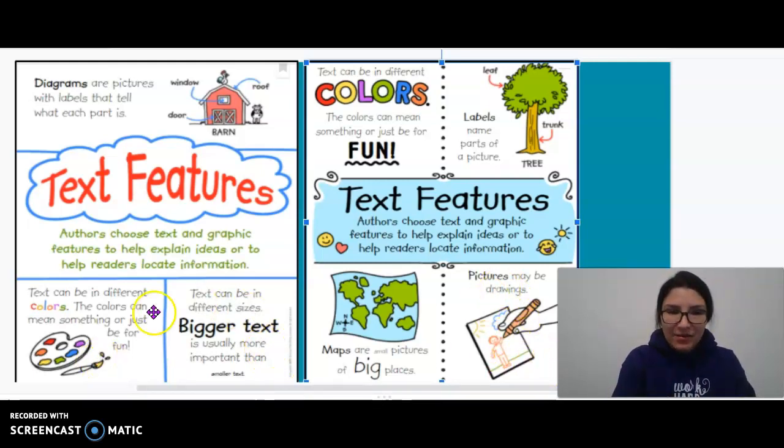All right, the last one that we need to go over is bigger text. Go ahead and say that. Bigger text. Excellent job. Text can be in different sizes. Bigger text is usually more important than smaller text. So here's an example of bigger text. Do you see how the rest of the text is smaller? This is standing out, meaning it's a little bit more important than the rest of it. All right, let's go ahead and look at some examples.